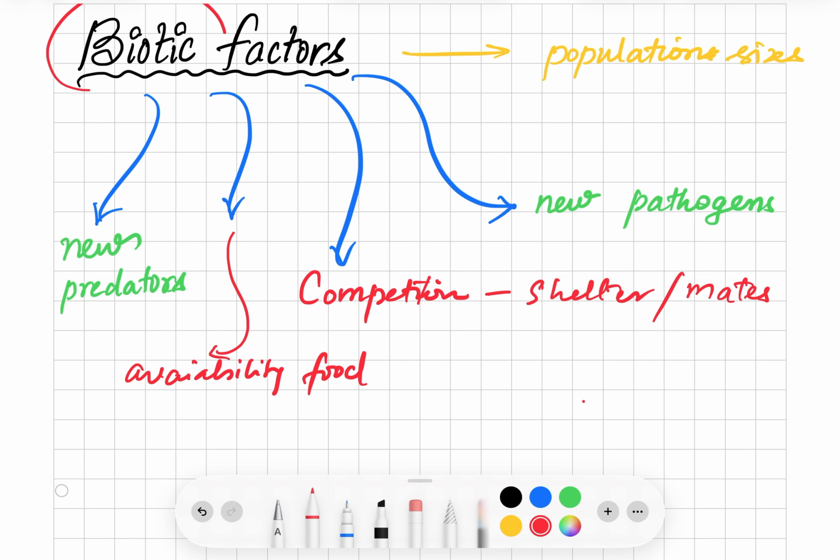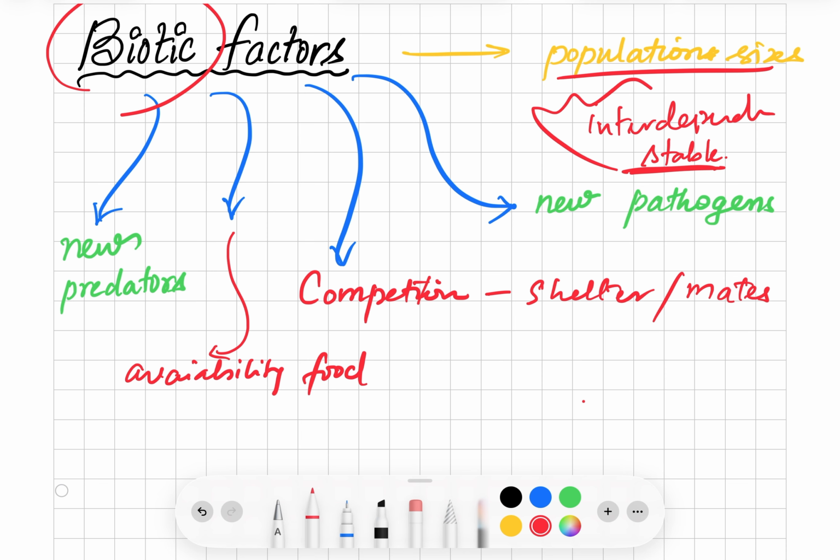Okay, so these are all the factors for which the animals, which are basically the biotic factors, can also affect the population sizes of other organisms, which in turn can have a knock on effect on the interdependence, which is basically the stable community which we talked about. Okay, so that can have a knock on effect because of these biotic factors, right?